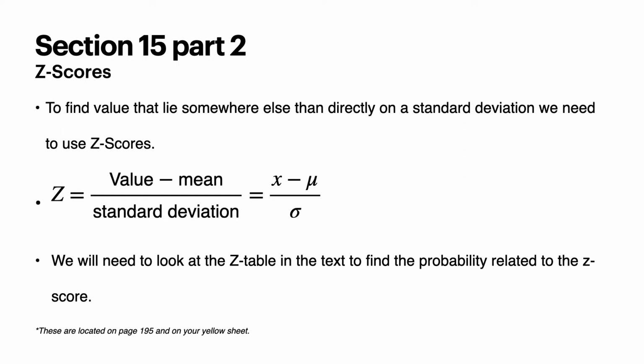So we have a formula to calculate the z-score. Once we find the z-score, we'll look it up in a table, and in the table, we will find that probability. Okay, so the formula is the value minus the mean divided by the standard deviation.